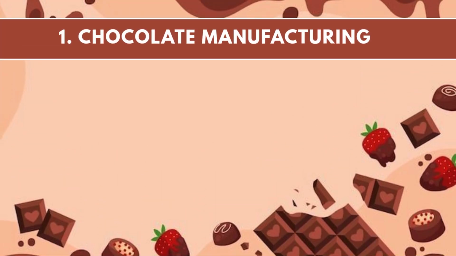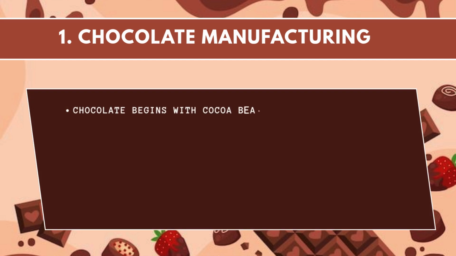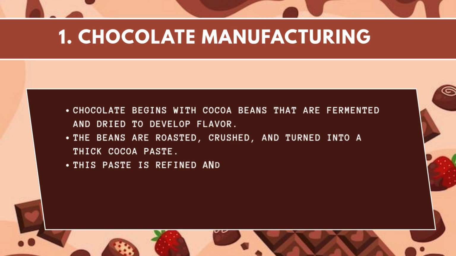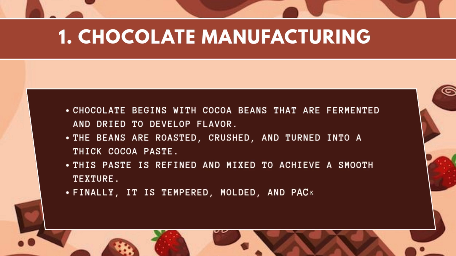1. Chocolate manufacturing. Chocolate begins with cocoa beans that are fermented and dried to develop flavor. The beans are roasted, crushed, and turned into a thick cocoa paste. This paste is refined and mixed to achieve a smooth texture. Finally, it is tempered, molded, and packaged into chocolate bars.